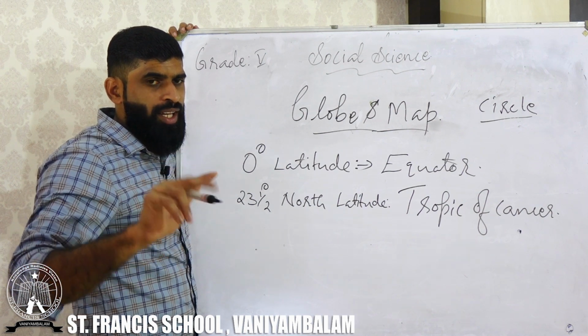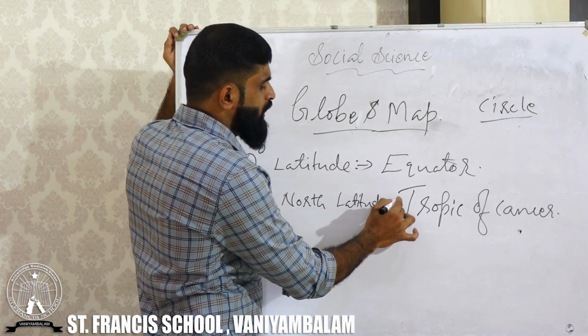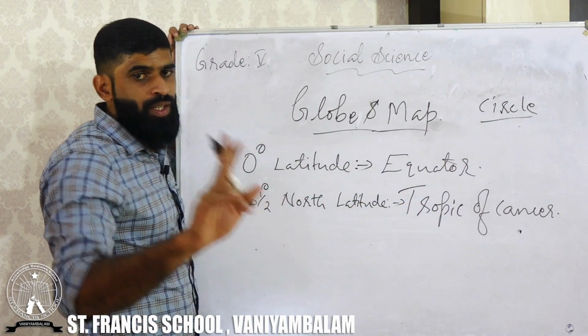How many are there? Okay, so 23.5 degree northern latitude is called Tropic of Cancer. Is it clear?